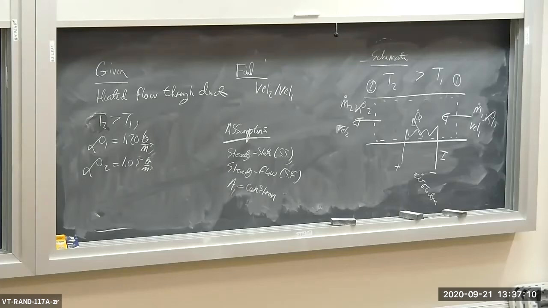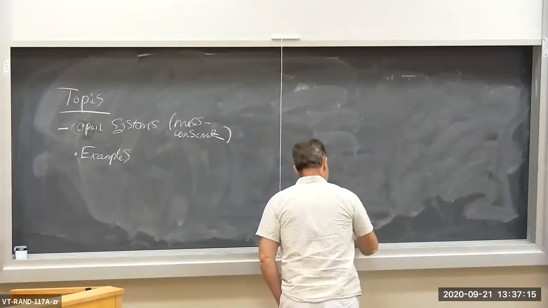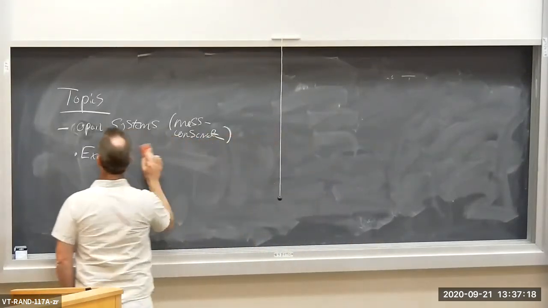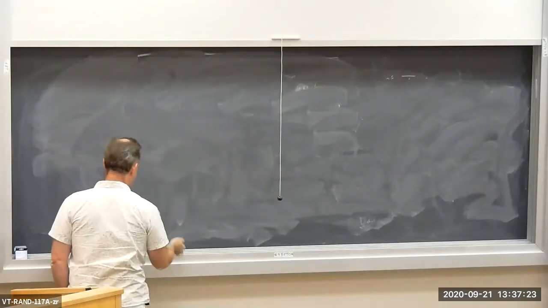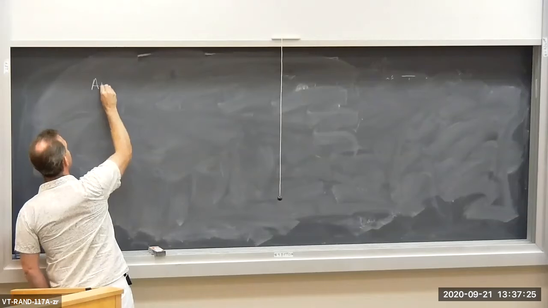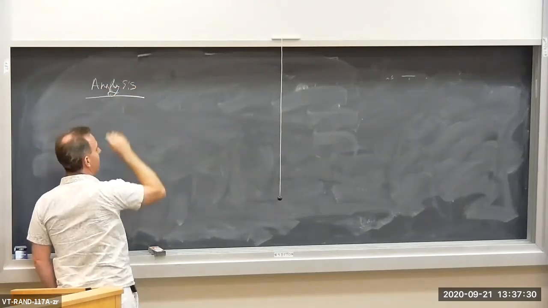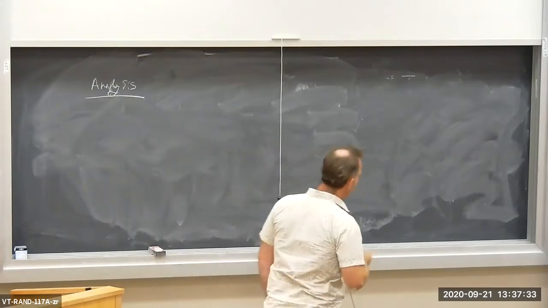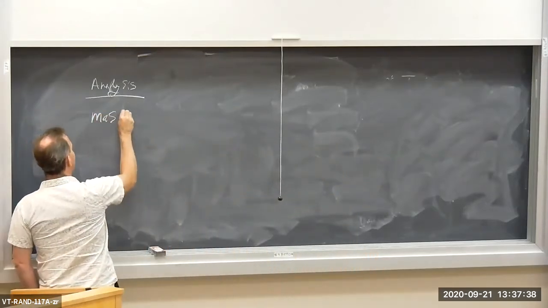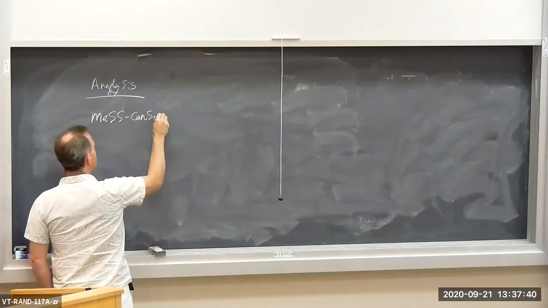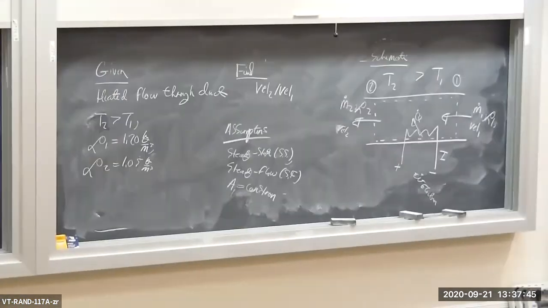Okay, let's apply conservation of mass. Let's get to the analysis here. Apply conservation of mass and see if that can yield us a ratio of velocities between the inlet and the outlet of the duct. So analysis. So let's write down conservation of mass. By the way, let me draw my system here.